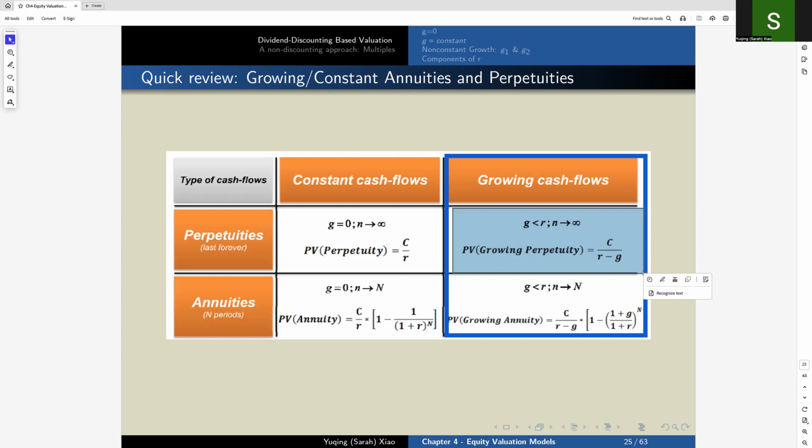That gives us rising payments that last forever. Why do we care? Equity valuation models are really just different applications of these four cases, depending on how dividends behave. That's the beauty of connecting time value of money to stock valuation.